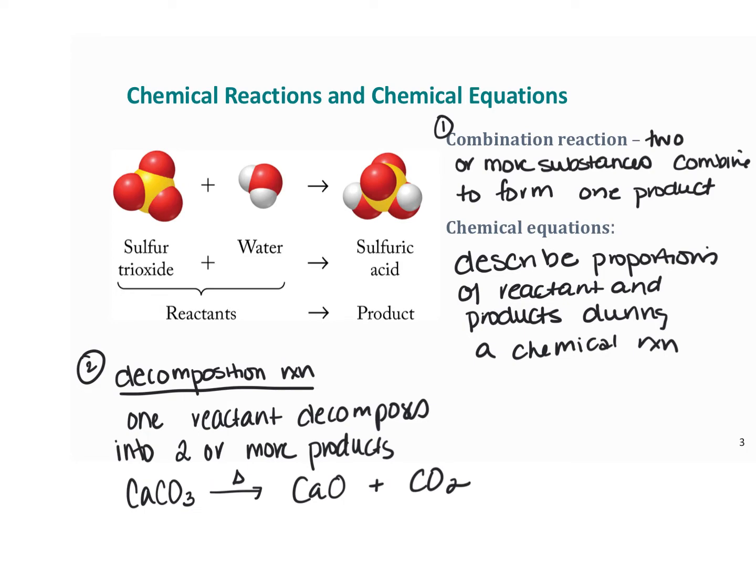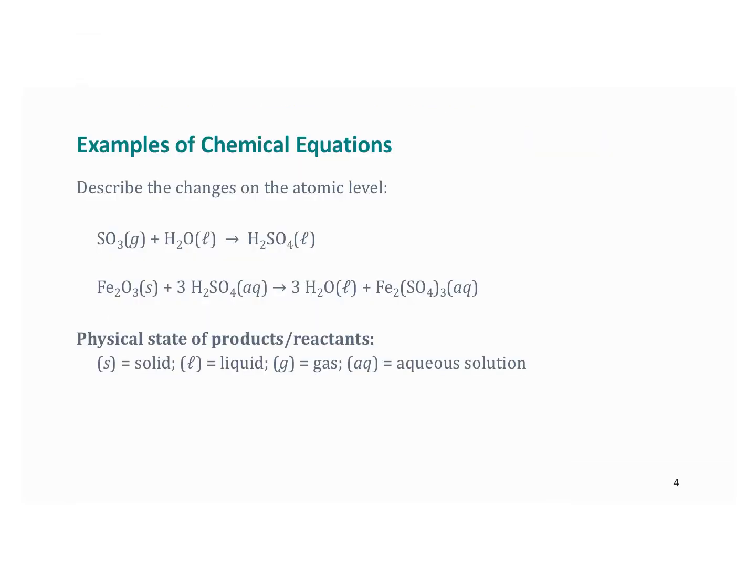Now, when we think about reactions, it's important to understand that these describe the changes on an atomic level, and they are going to represent the facts that we know, okay? For example, we know that if you have sulfur trioxide, it reacts with water, it's going to form sulfuric acid. If iron oxide reacts with sulfuric acid, it's going to form water and iron sulfate.